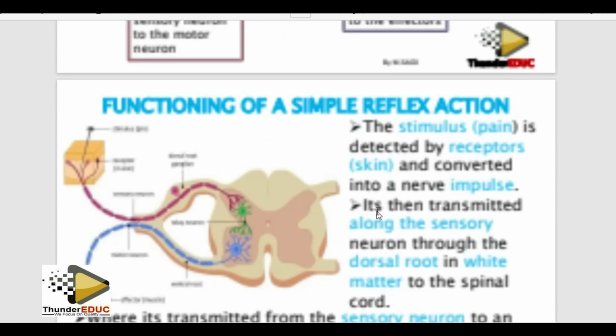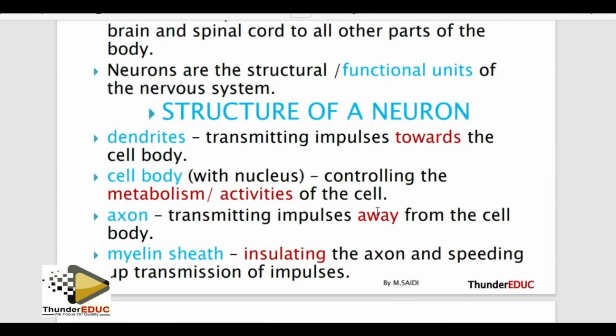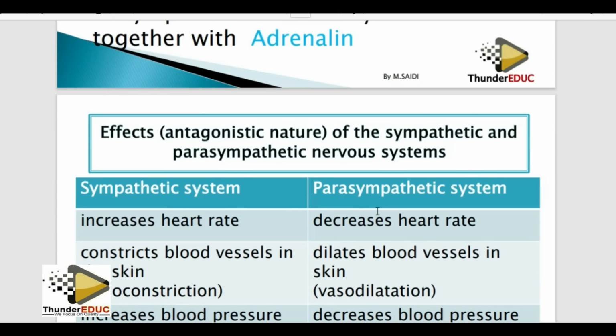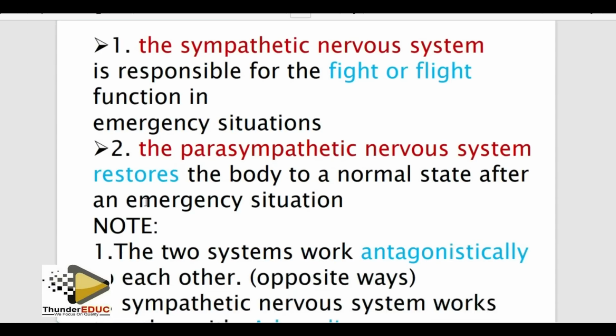Let me show you this. Yeah, it's here. Sympathetic nervous system is responsible for the fight or flight function. They're saying that the nervous system restores. This one brings the situation to an emergency, while this one restores it down when the situation is gone. It restores the body to a normal state after the emergency situation.